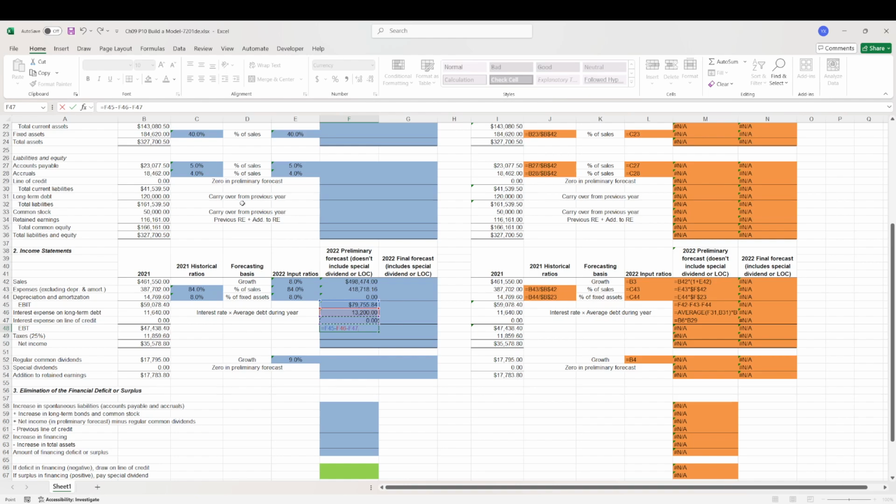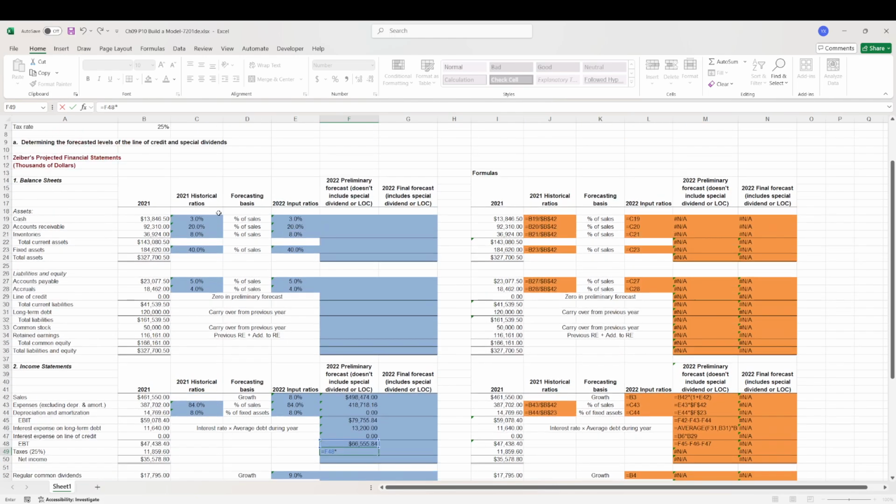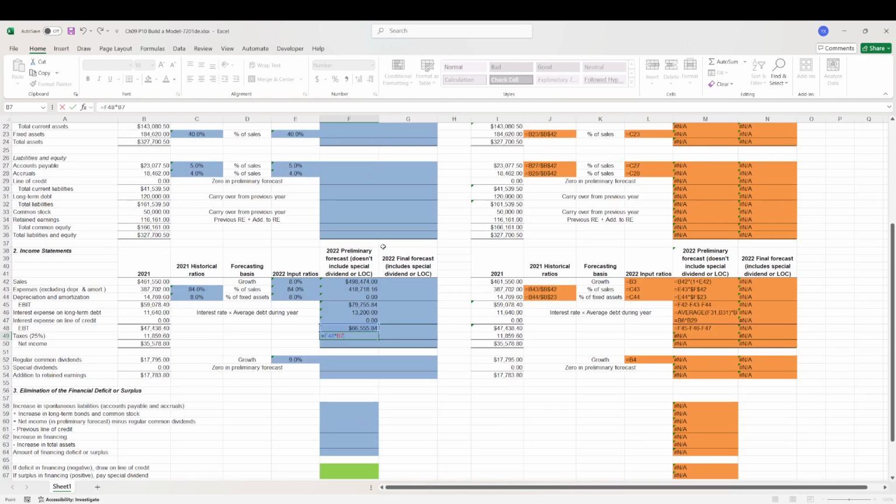So EBT is the difference among the three. I got this. Then tax will be this multiplied with 25%, which is the tax rate up here. And I got that. The net income will be EBT minus tax. I got the net income. The regular common dividend will grow at this growth rate, 1 plus 9%, right? And the special dividend is just gonna be 0, hard-coded in the preliminary forecast. And the addition to retained earnings is gonna be net income minus the regular dividend minus the special dividend. So I got the addition to retained earnings.